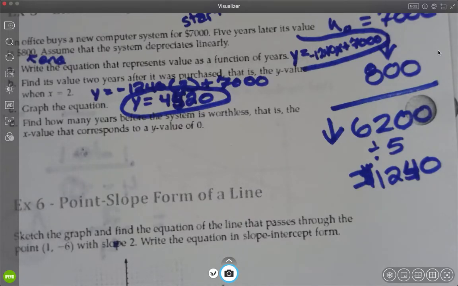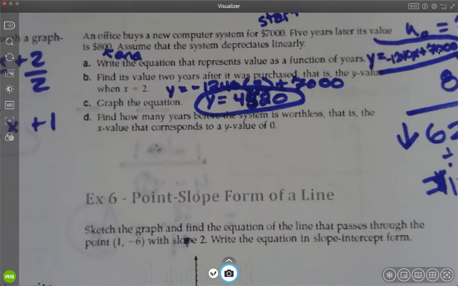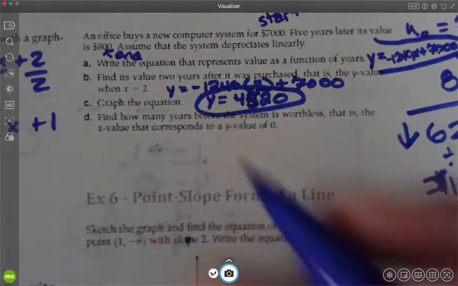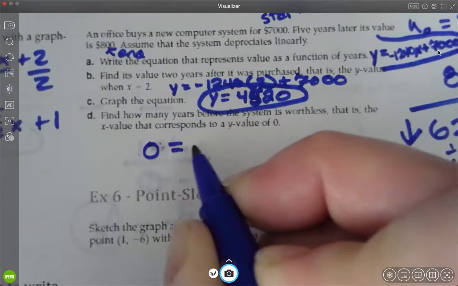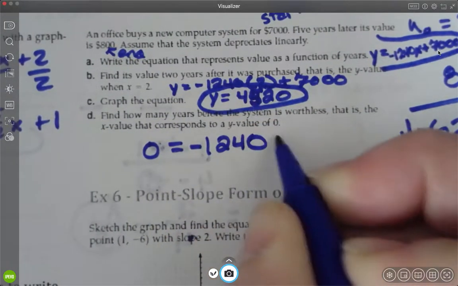We're not graphing. I'm not going to graph the equation. You guys know how to graph linear functions, so we're going to skip part C. Find how many years before the system is worthless. If it is completely worthless, then that means its value is 0. But where do I plug 0 in? To the y. 0 is going to be y, and I'm trying to figure out what my system is worth.